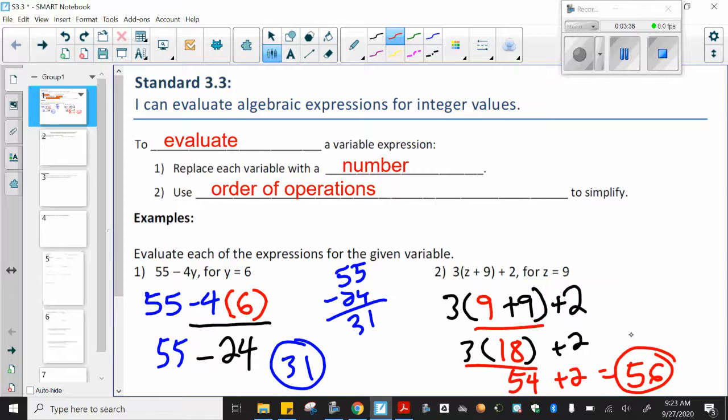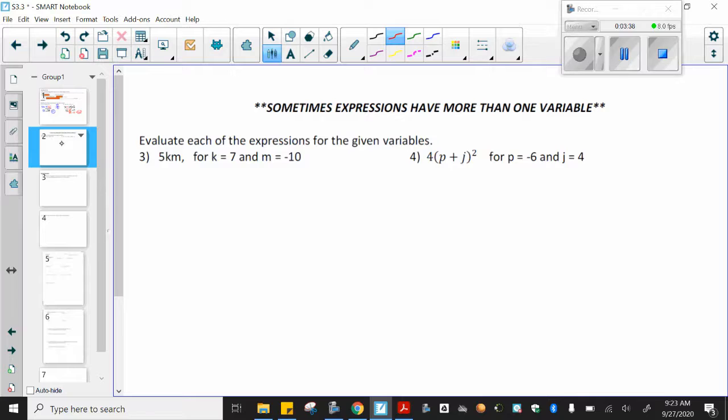Alright, next page. Sometimes expressions have more than one variable. So now, we just have to keep track and see what they are. I would suggest replacing them, not just leaving a space, but replacing them directly. So evaluate each of the expressions for the given variables.